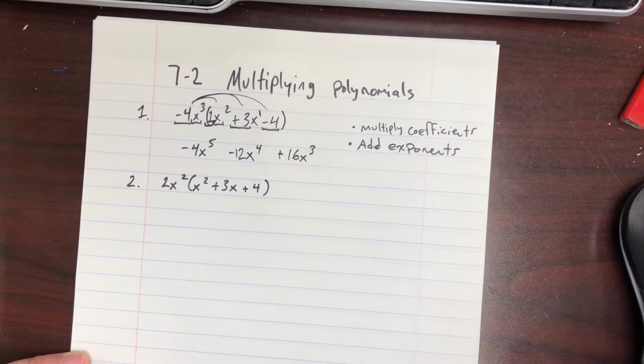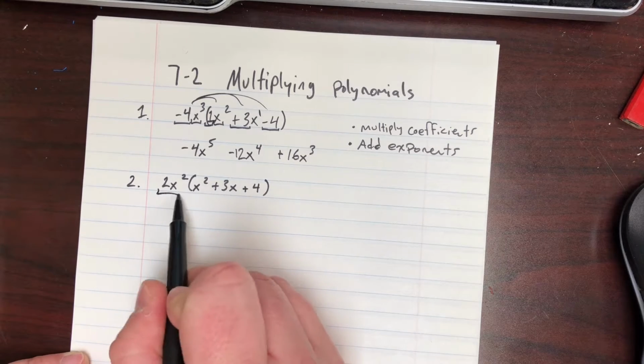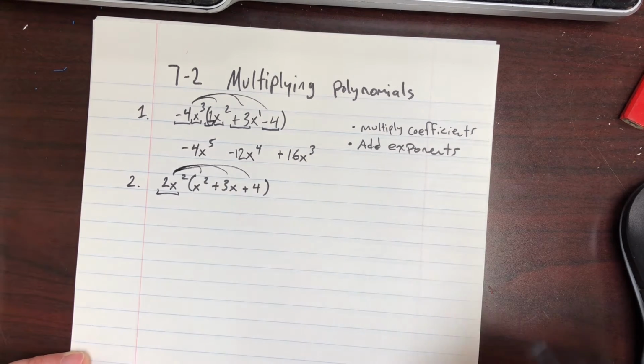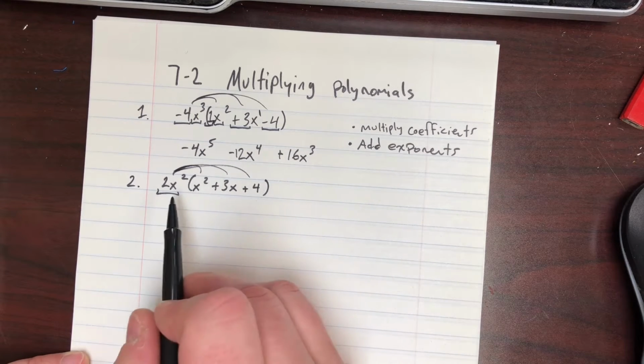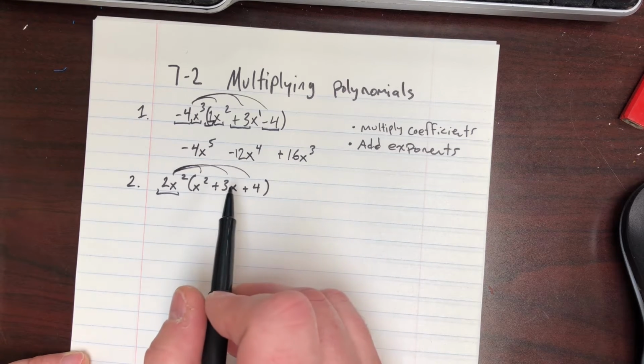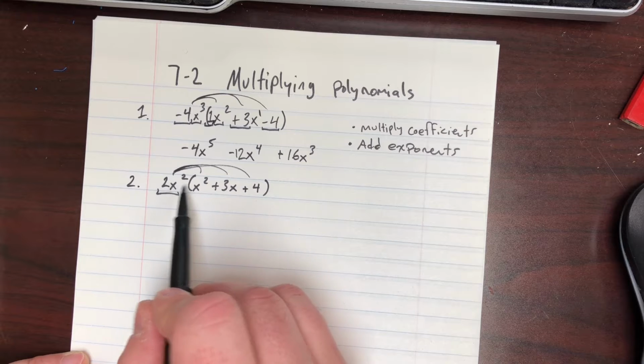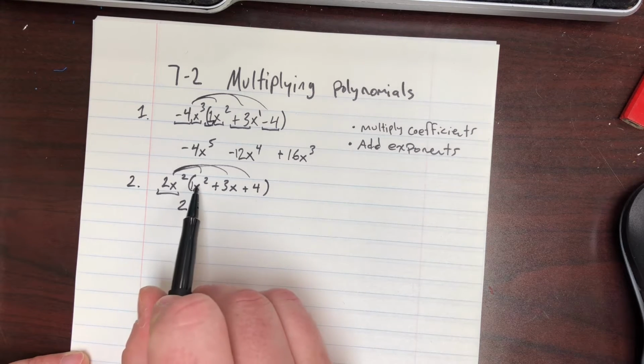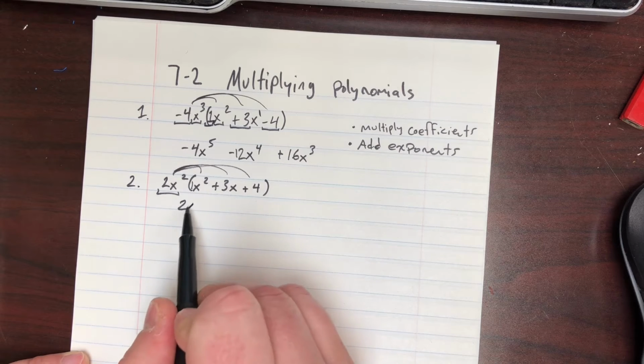And so if I'm doing this one, it's so stinking similar to the last one. We take this guy, and we're gonna be multiplying it by all three of those. We're distributing it to each of the terms. And so let's see, 2 times 1, so I get 2. And then I have x squared and x squared, so I add those and I get x to the 4th.